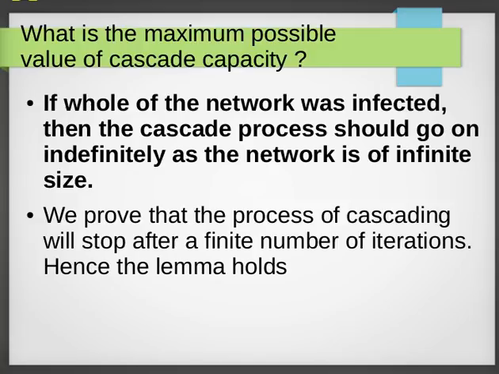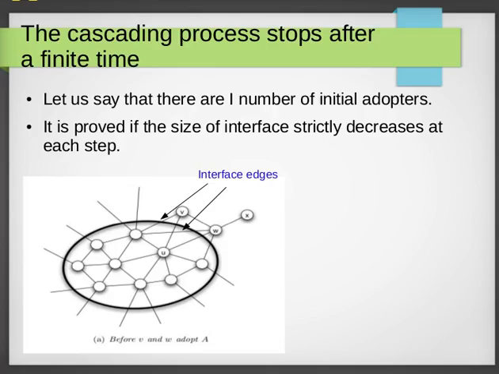Now consider this. If your whole network was to be infected, if there was a complete cascade, then your cascading process should go on indefinitely, because your network is also of infinite size. If we prove that your process of cascading will stop after a finite number of iterations, it means that our lemma holds. Because after a finite number of iterations, no node will shift from B to A, which shows that there are some nodes in the network which are still left to be converted from technology B to technology A.